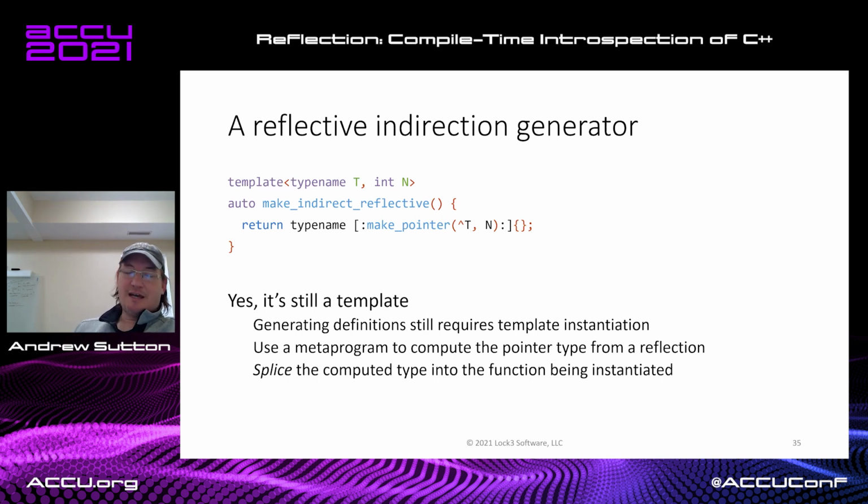So the high level picture of this particular function is that we're going to reflect the template parameter t, the type t, to get a meta info object. We're going to hand that off to a meta function called make pointer, which is then going to construct the pointer type, and get a reflection of the pointer type. And then we're going to take that reflected type and splice it back into the program as if we'd written it exactly here. Basically, we're going to replace this splice notation with the type that we've generated.